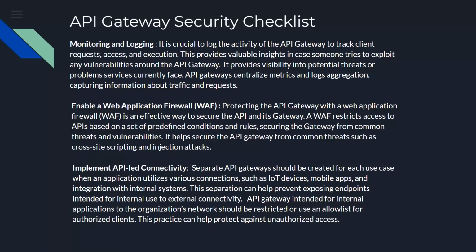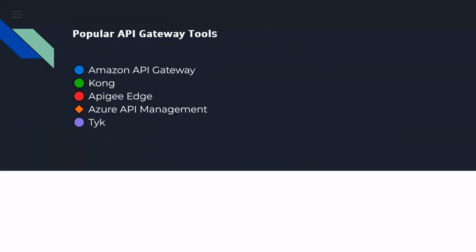Implement API-led connectivity. Separate API gateways should be created for each use case when an application utilizes various connections, such as IoT devices, mobile apps, etc. The separation can help prevent exposing endpoints intended for internal use to external use.